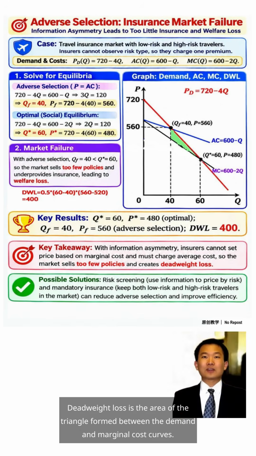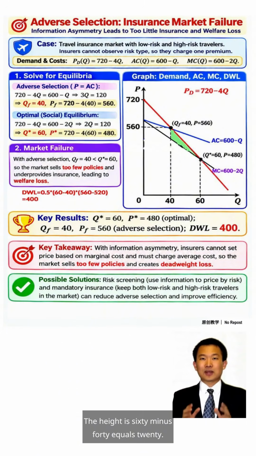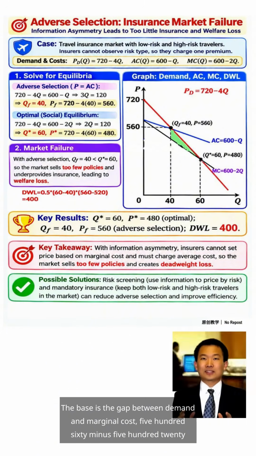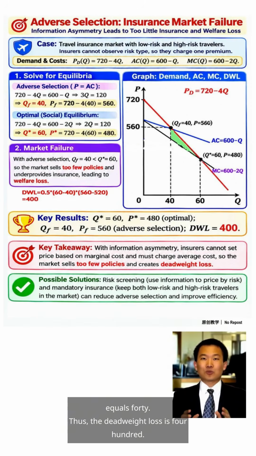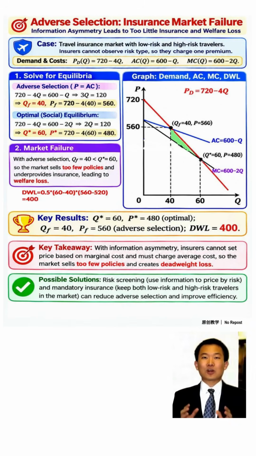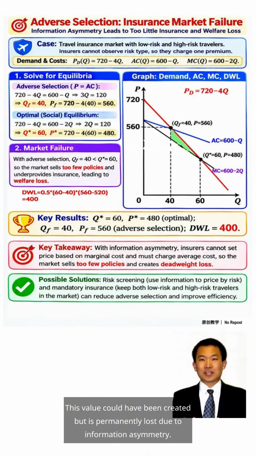Deadweight loss is the area of the triangle formed between the demand and marginal cost curves. The height is 60 minus 40 equals 20. The base is the gap between demand and marginal cost. 560 minus 520 equals 40. Thus, the deadweight loss is 400. This value could have been created, but is permanently lost due to information asymmetry.